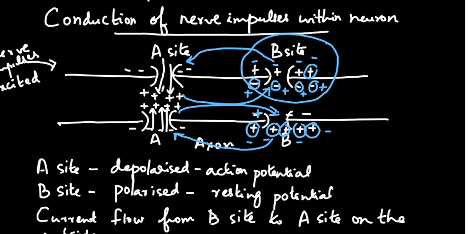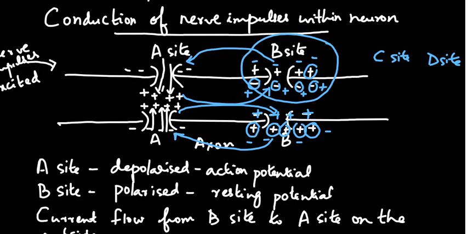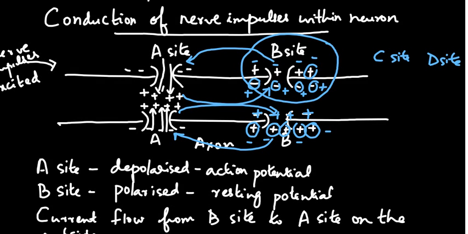Now this process will continue in the next sites, say C site, D site, but this kind of nerve impulse transmission is short-lived, and immediately the membrane will come into the resting stage. So that is how nerve impulses are conducted along the axon.